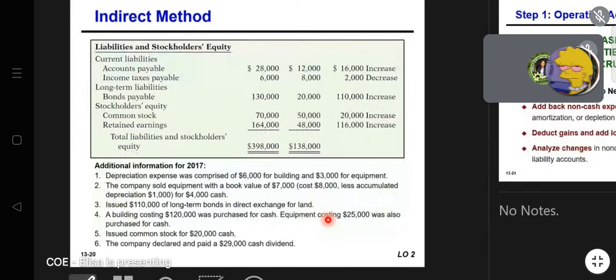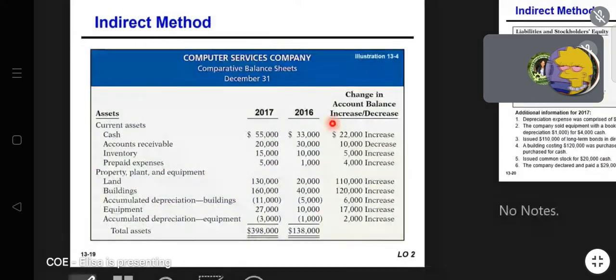Patayo na gihapon ta sa page 2, there's a liabilities. And then 12 and 28, there's an increase. 8 and 6, there was a decrease in amount. And then 20 to 130, there's an increase. Then 50 to 70, there's an increase. Yeah, 48 to 164, there is an increase. Okay. Balikan na po na siya.